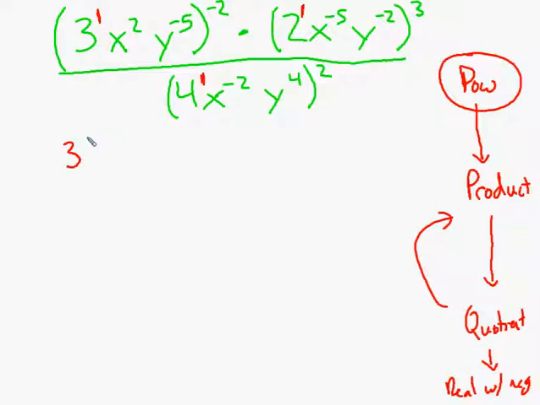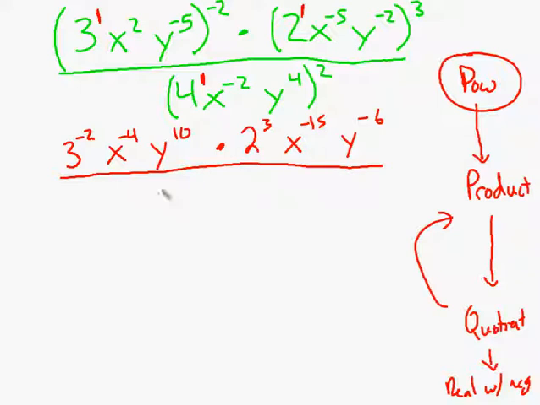Multiply them by what? Negative 2. So I got 3 to the negative 2, x to the negative 4, and y to the positive 10, because negative 5 times negative 2 is positive, times 2 to the what? Third. x to the 6, and y to the 6, all over 4 to the 2, x to the negative 4, and y to the 8. Okay. So, did one little step at a time.